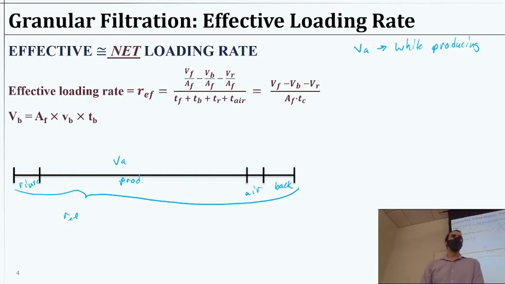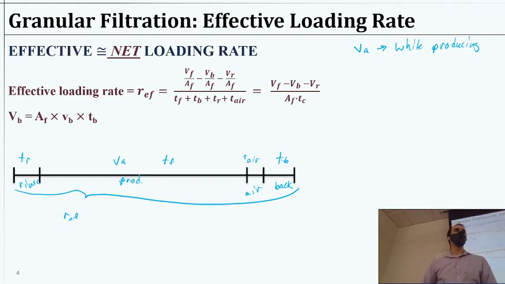Okay, so our effective loading rate is going to be this volume filtered over the area of the filter, minus the volume backwashed over the area of the filter, minus the volume rinsed over the area of the filter. And that's really just keeping our units to be meters per second there. All of that divided by the total cycle time, which is the time of the filtration plus the time of the backwash plus the time of the rinse plus the time spent doing air purge.